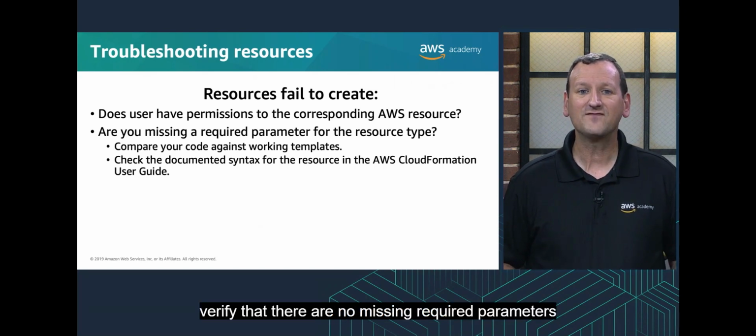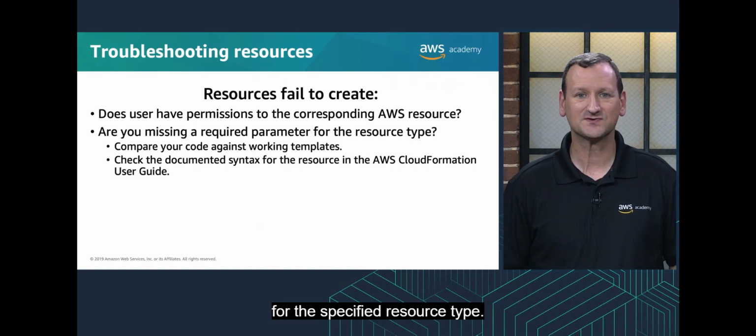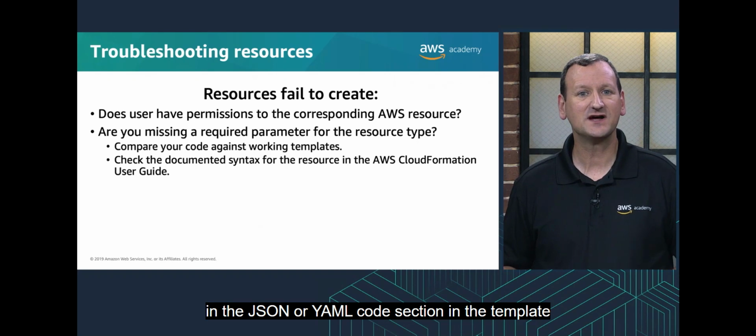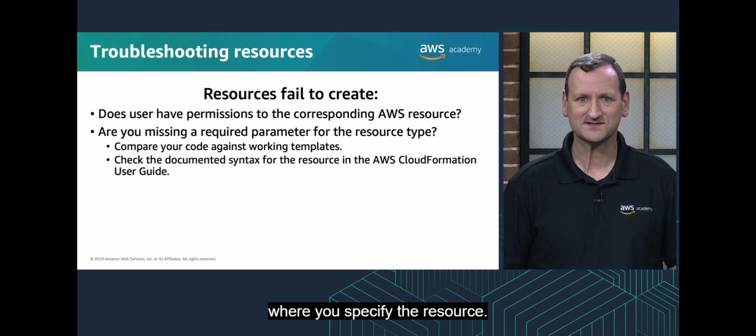Second, verify that there are no missing required parameters for the specified resource type. The easiest way to do this is to look in the JSON or YAML code section in the template where you specify the resource.